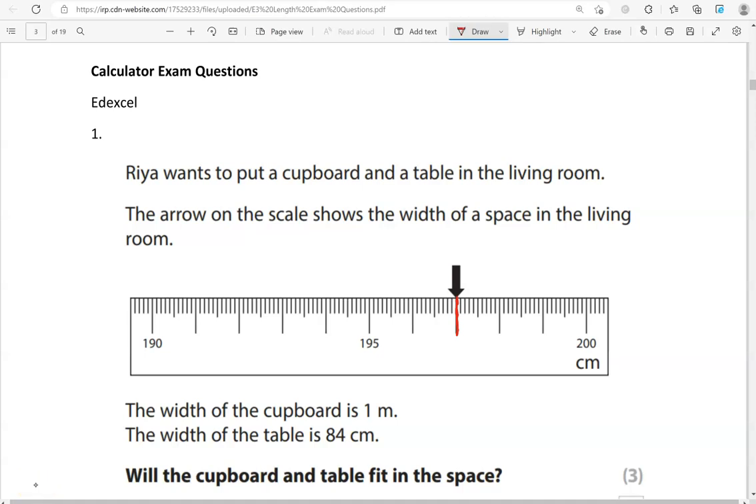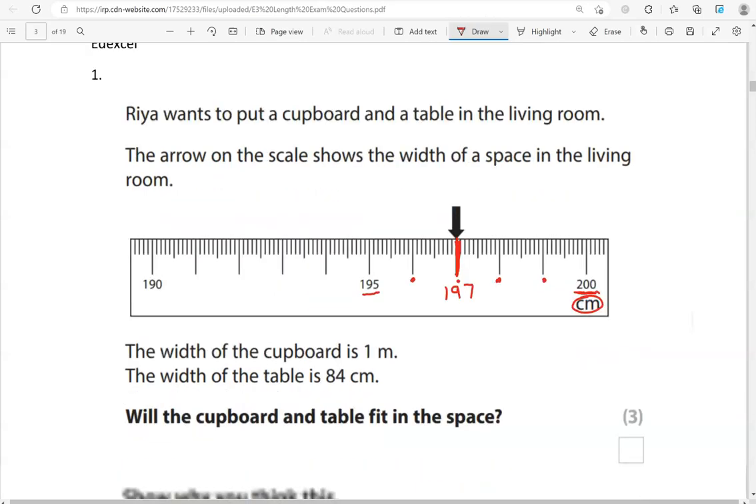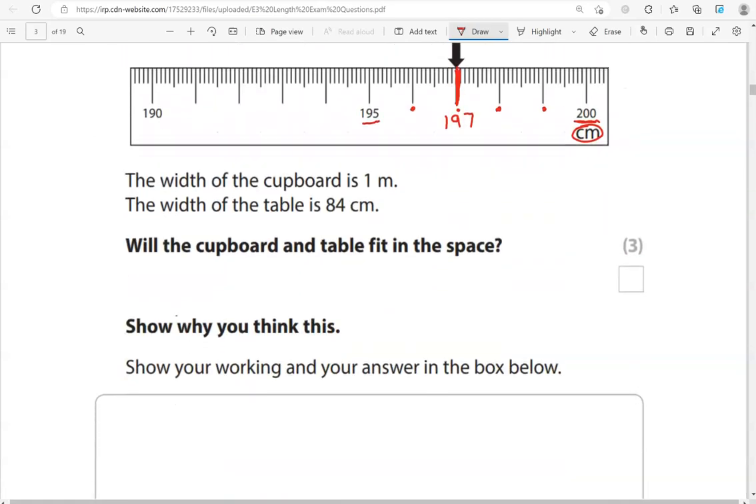So the width of the space, let's just work it out. We haven't got a number here, so we're going to work it out together. It's in between 195 and 200. So if we go up by 1, let's see, 196, 197, 198, 199, 200. So that works. So this is 197 centimeters. That's the space, the width of the space.